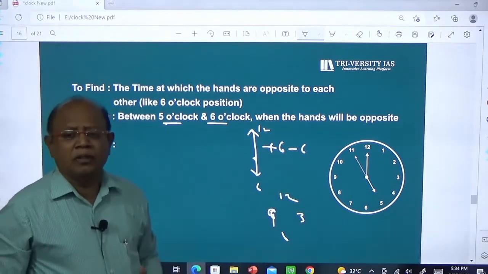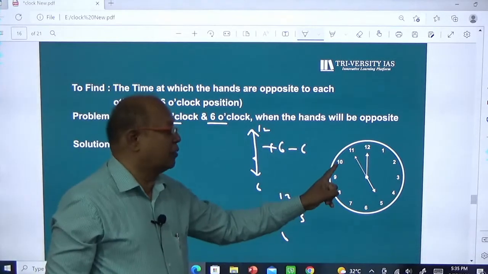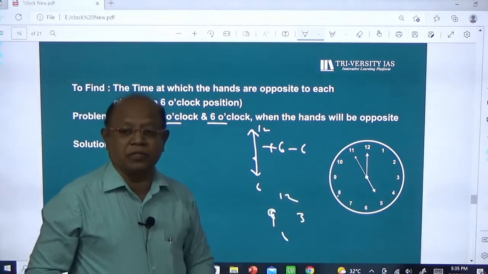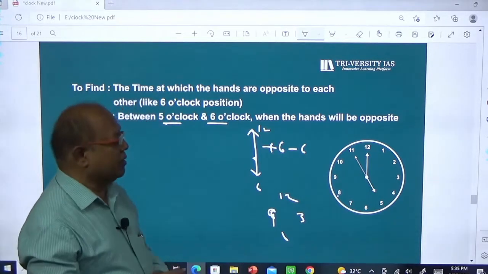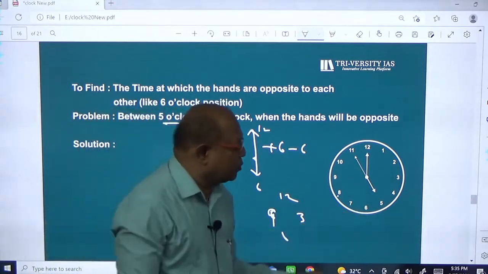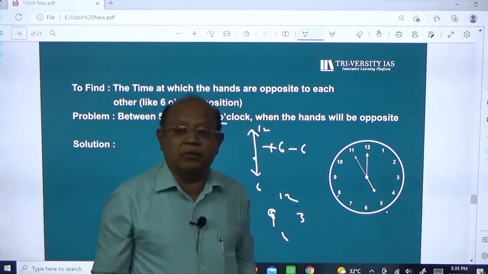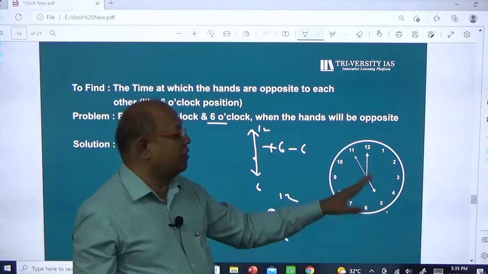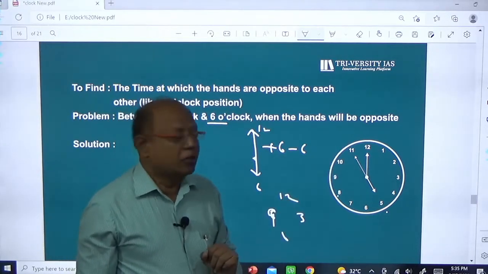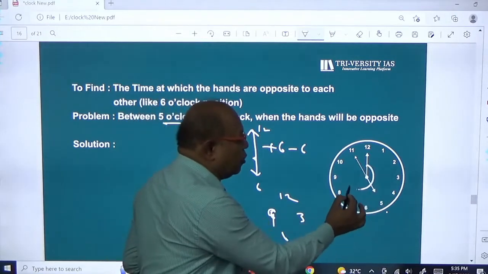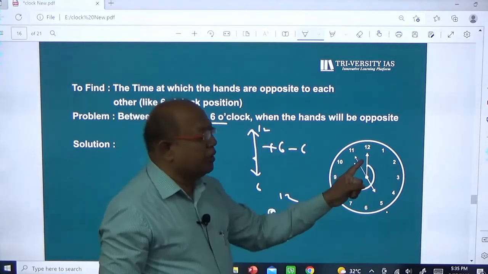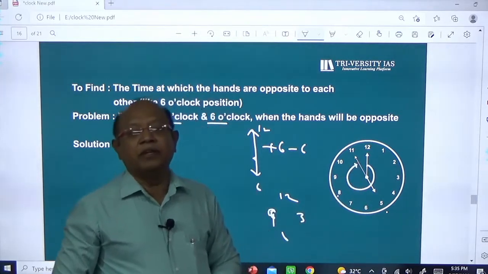Suppose 4, the opposite is 4 plus 6, 10 is the opposite. For 8, you have to subtract 6, so 2 is the opposite number. So now let us see. This is 5 o'clock. The position of the smaller hand is at 5. The number opposite to 5, just add 6, is 11. So the bigger hand has to go to 11. 11 means the minute hand has to cover 55 minutes.